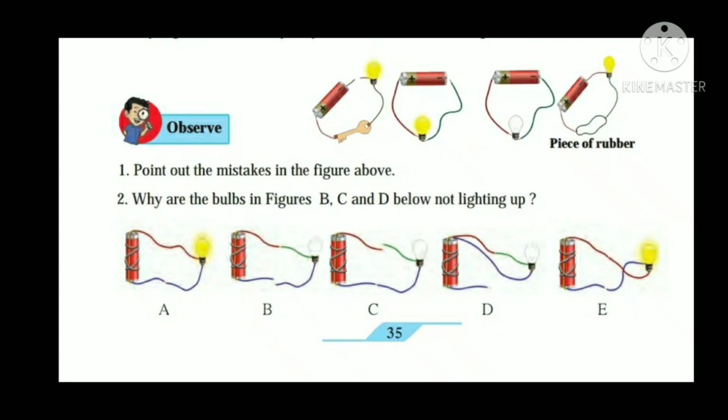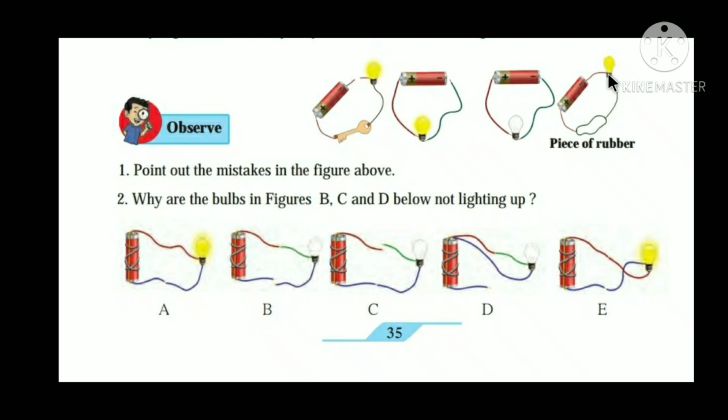Students, point out the mistakes in the figure above. See the first figure, here the circuit is not completed because the wire is broken. Then in the second figure, the circuit is not completed, still the bulb is on. In the third figure, the circuit is completed but the bulb is off. And in the fourth figure, a piece of rubber, which is an insulator, is connected, still the bulb is on.